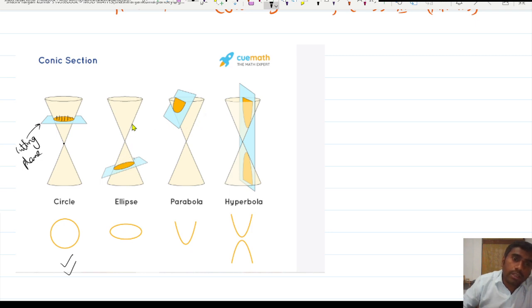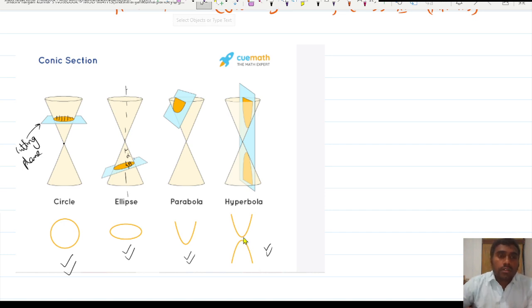This is your axis, the axis of the cone, and the angle between them is theta. Let us suppose this is alpha. So here it is forming an ellipse, then here it is forming the parabola, and here it is forming the hyperbola. Fine. So see here, this is your angle, supposed to be alpha. If you want to understand with the help of angle also, this is your alpha.